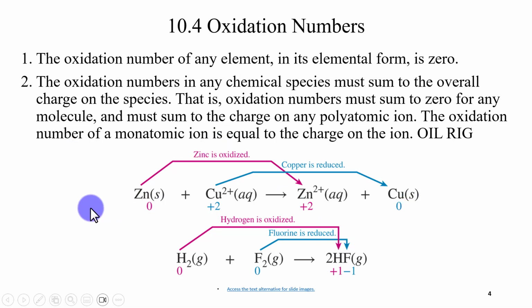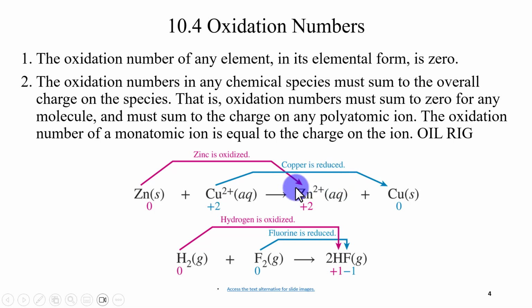So let's take a look at the reaction that was happening in the previous slide. We had zinc metal on the surface and then copper 2+ ions in the solution. Zinc, since it is not combined with anything else and it appears in its elemental form as it is in the periodic table, has an oxidation number of 0. So zinc is 0. However, copper is 2+. That means that it's a monoatomic ion. The oxidation number for that is equal to the charge on the ion. So since the charge is 2+, the oxidation number of copper is +2.